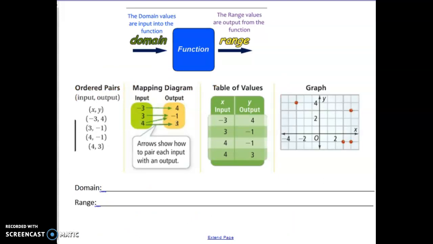And a function, unfortunately, has a lot of vocab, but if we get the hang of it, it's not so bad. So the domain values are inputs. So domain, input, or x. They all kind of mean the same thing. That goes in, and then the function produces an output or a range or a y value. So this is kind of like the phone number, the input, and then this is the person that you're trying to reach. Okay? Now, let's take a look at these in terms of an ordered pair.